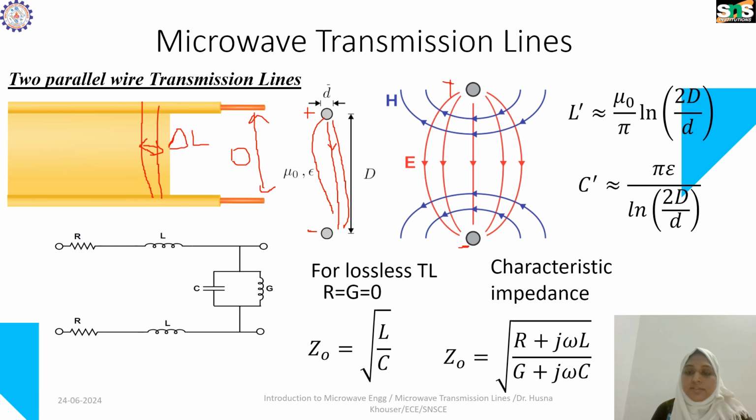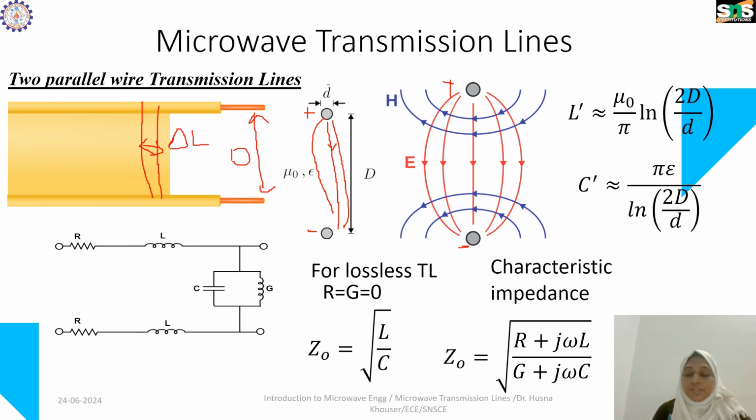Based on this we calculate the characteristic impedance. The characteristic impedance is calculated as the square root of R plus j omega L divided by G plus j omega C. We know that for any lossless transmission line, the resistance and conductance become 0. If we apply R equals 0 and G equals 0, we get only j omega L divided by j omega C. The j omega gets cancelled, so Z naught will be the root of L by C.